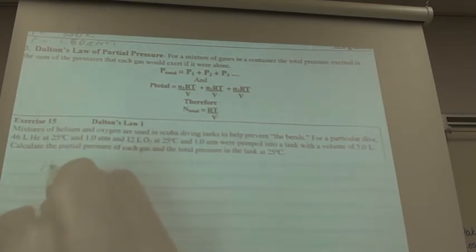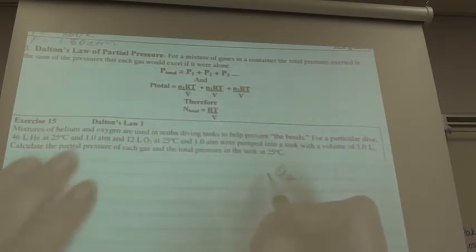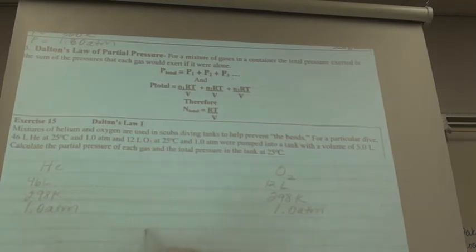Okay, a mixture of helium and oxygen gas are used in a scuba diving tank. For this dive, they put 46 liters of helium at 298 K, 1 ATM in the one tank, and then in the oxygen tank, that was 12 liters, also at 298 K and also at 1 ATM. So these are the two tanks they started with, and then they're going to combine them into another tank that is 5 liters big. They want to know the partial pressure of each gas and the total pressure in the tank.